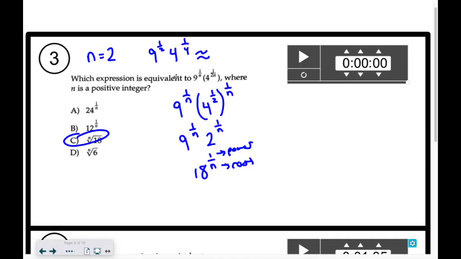I mean, 9 to the 1 half is 3, but let's say we didn't even want to think that much. Just put it in the calculator. So 9 to the 0.5 times 4 to the 0.25, and you get about 4.24. And then you just plug that into all of these. So this one would be doing 24 to the 1 half, which is a different number. The other one is 12 to the 1 half, which is again a different number. Then when you do the square root of 18, you get this exact number. And obviously the square root of 6 gives you something different.